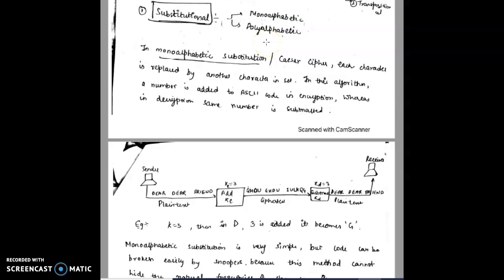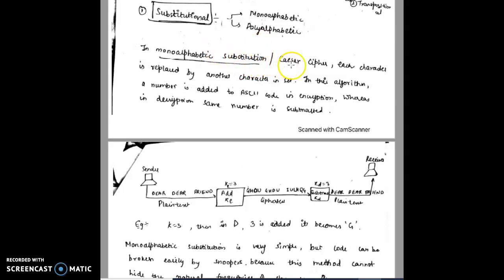Mono means single. So you are replacing each character by a single one. Suppose A is being replaced by D. So everywhere A will be replaced by D. Polyalphabetic means, to replace A, you have multiple characters. So A somewhere will be substituted by D, somewhere by E. Depending on the algorithm, we will decide how we are substituting it. Clear? So for the substitution method we are discussing two, mono and poly. Let's start with mono. You will get a clearer picture with this example.